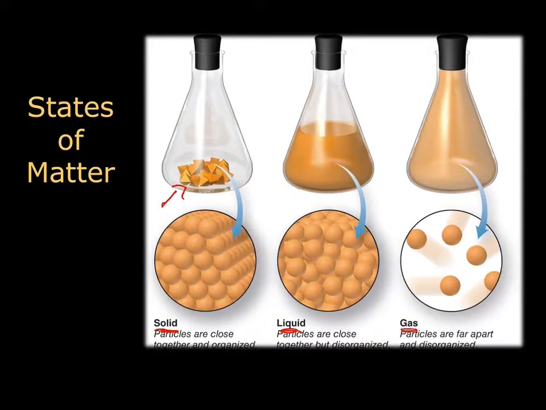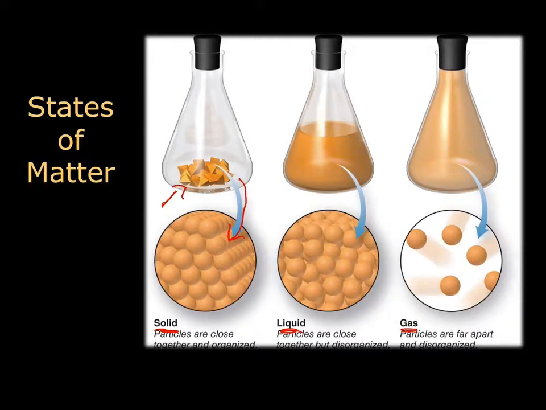So we might be looking at that in a flask. You can see it with our eye. There's enough there to see. But if we were able to zoom in to that lowest atomic level, what would we see? This image here in this first circle indicates what we might see and what those atoms are doing. Notice that they're packed together and they're very organized. I'll show you another picture of that in just a minute.